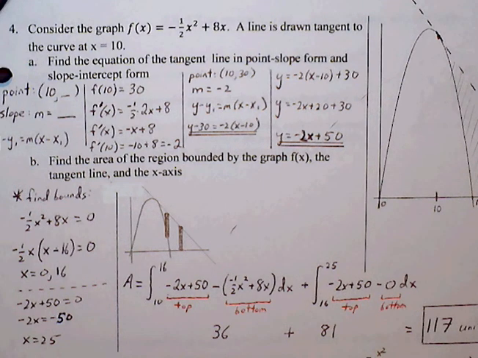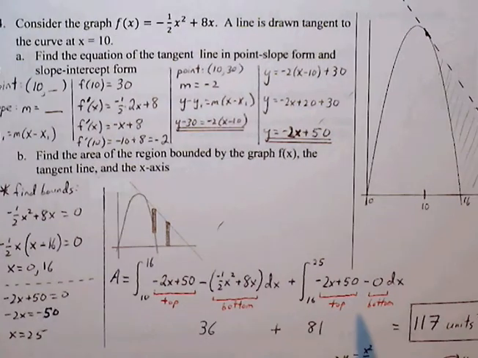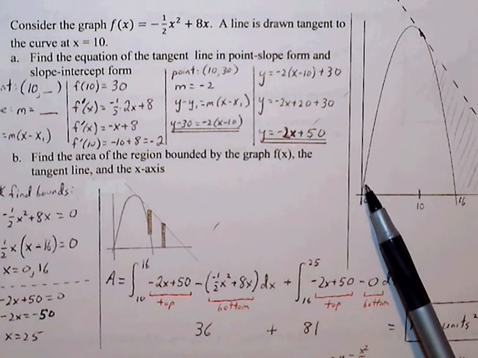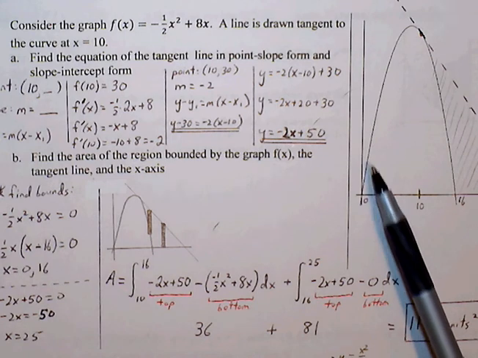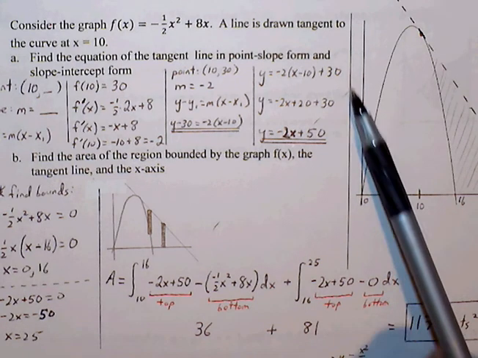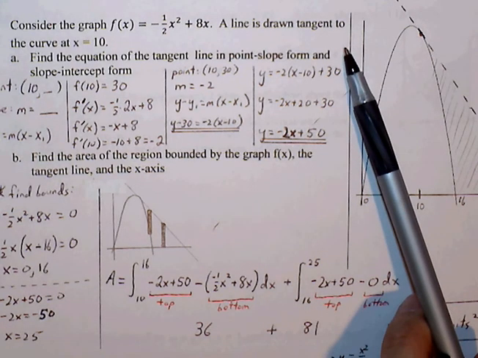Hey, let's look at the back page of Chapter 7, Test Review, Worksheet number 2. Number 4, consider the graph f of x equals negative 1/2 x squared plus 8x. So that is the parabola that is drawn for you here. That is opening down. A line is drawn tangent to the curve at x equals 10.